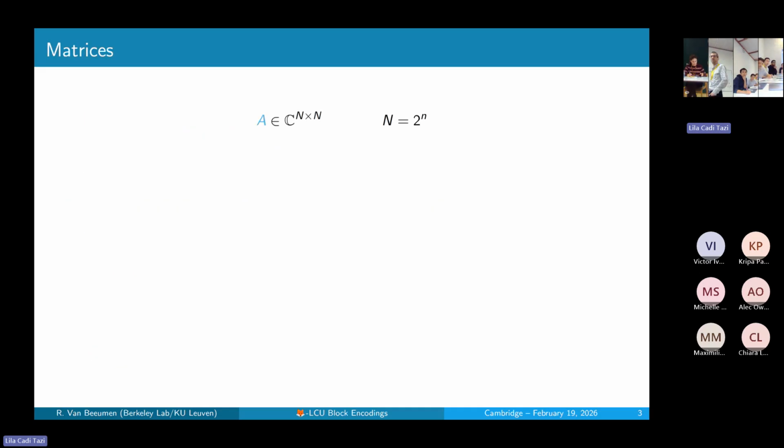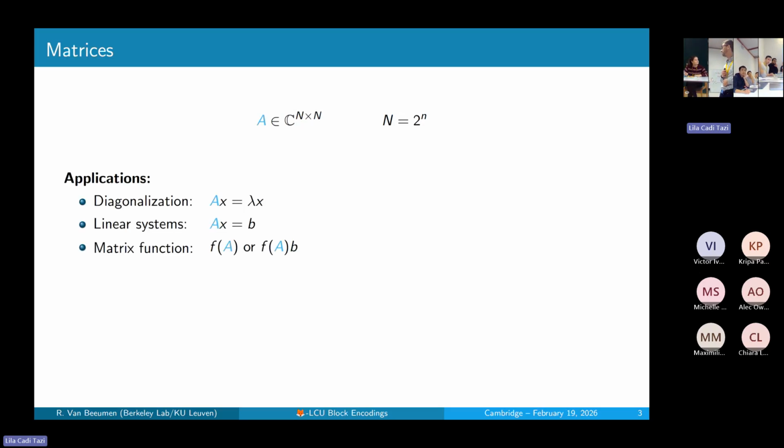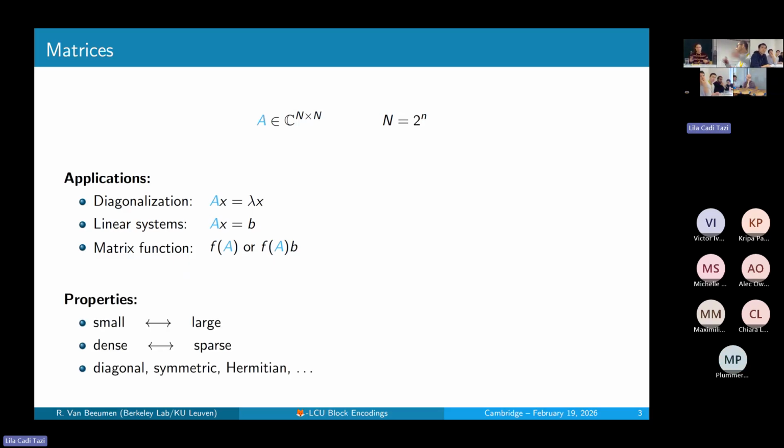Okay, let's start with matrices. I'm an applied mathematician by training, especially from the field of numerical linear algebra, and we love matrices. So today I'm going to focus on square matrices of exponential size. Matrices have applications almost everywhere. For an applied mathematician, what is interesting is that we can compute eigenvalues and eigenvectors of it, we can solve linear systems with it, and we can compute matrix functions or matrix functions applied to a right-hand side b. All these types of matrices have particular properties. They can be small, they can be large, dense, sparse, diagonal, symmetric, Hermitian, name it. But in general, these matrices are not unitary.